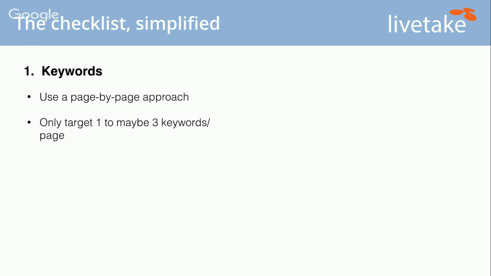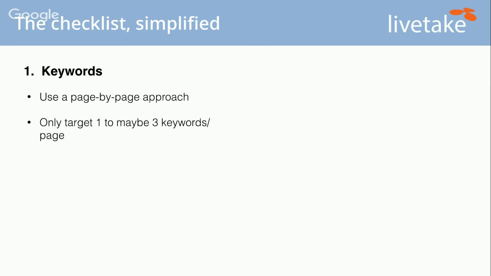In essence, what are the words that I think people are going to type in, and I'd want those people to come and visit my site. So I would suggest here that you use a page-by-page approach. Don't think of your entire site. Think of it as a page-by-page approach. And the reason being is that you really only want to target 1 to maybe 3 keywords per page.